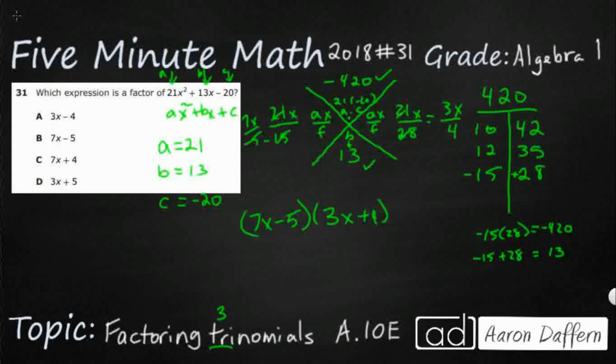Now, if we want, we can go ahead and FOIL this out: 21x squared, plus 28x minus 15x minus 20 right there. And that's going to get us, obviously, plus 13x, which is what we need. And so we are looking for one of these, and I see that 7x minus 5. Answer is B.